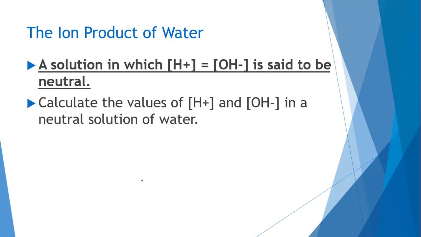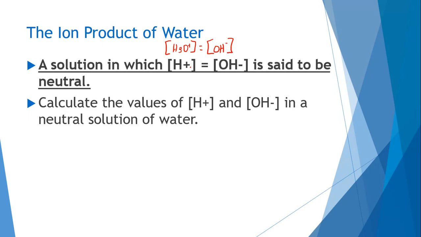So we have to bring about this idea. When we have that equation, what does it mean when something's neutral? And then we're going to talk about what does it mean when something is acidic or when something is basic. So a solution in which my hydroxide equals my hydrogen ion is going to be neutral. Sometimes you might see these rewritten as H3O+ is equal to OH-.